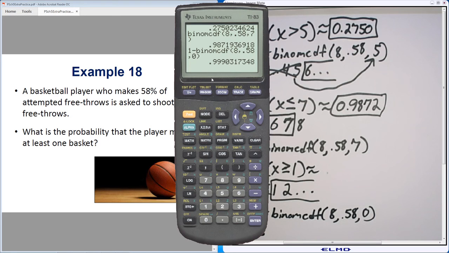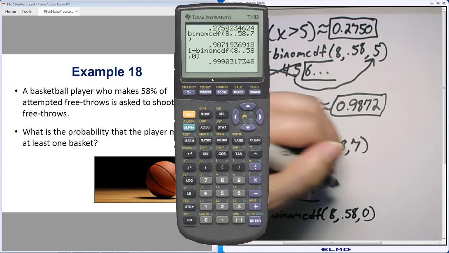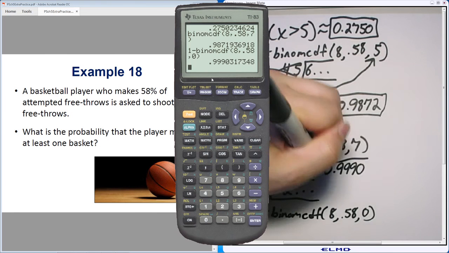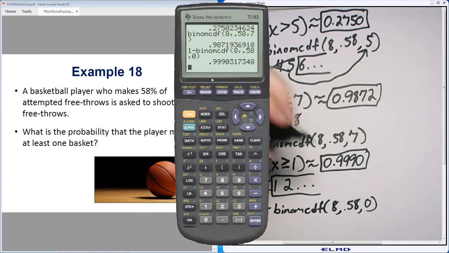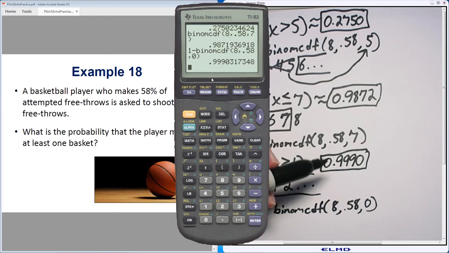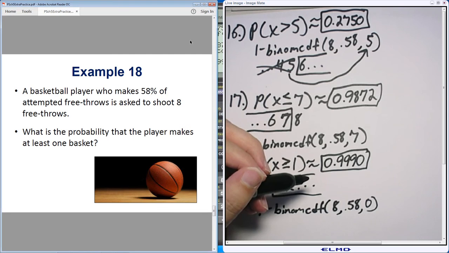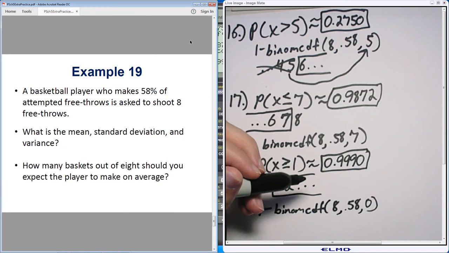And there's the answer, 0.9990. So it is a very, very high likelihood that this player will hit at least one of these 8 free throws out of 8.